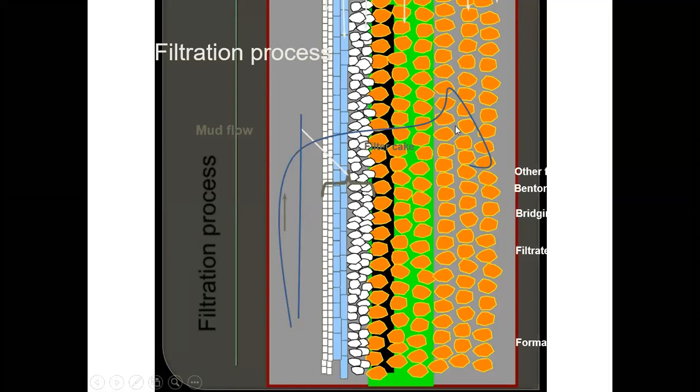And then we have the formation, which is untouched. It has original permeability and original porosity. You see now here porosity is very, very good, and permeability is very, very good. All are very well connected. The effective porosity is also very, very good.